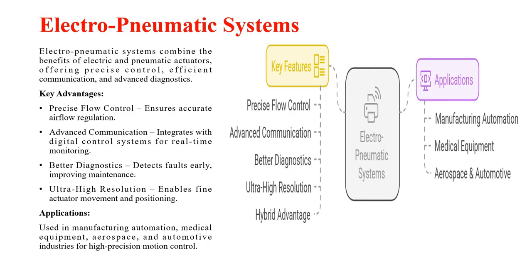And the applications and the hybrid advantages: the electric actuator provides precise control and programmability, and pneumatic actuation offers fast response time and high force output. This combination enhances the efficiency, reliability, and adaptability in automation. Applications are manufacturing automation, medical equipment, and aerospace and automotive control.